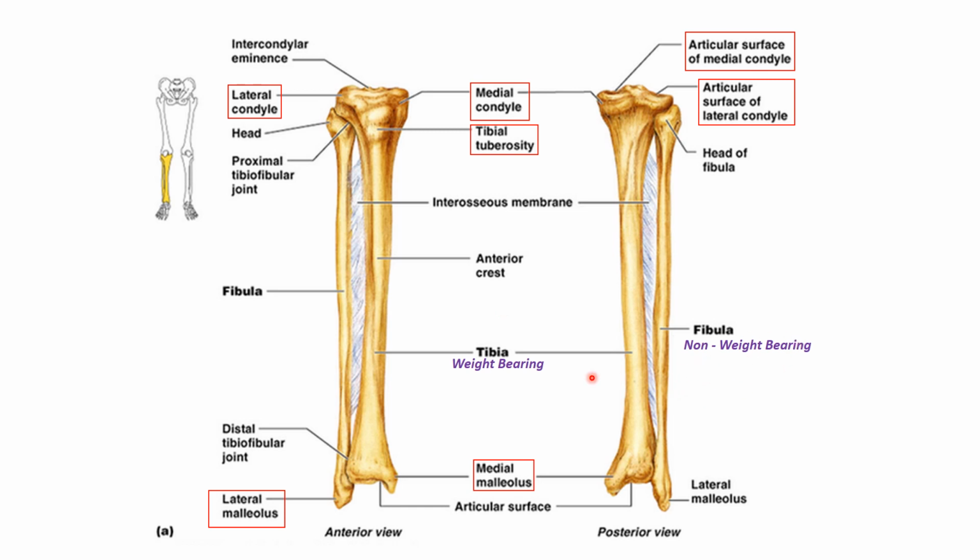Now, once again, remember tibia, weight-bearing, fibula, non-weight-bearing. Right, now, going down here distally, the two major structures that I want to point out is that laterally, we have a lateral malleolus, and medially, we have a medial malleolus. And these are similar to the styloids of the radius and ulna.